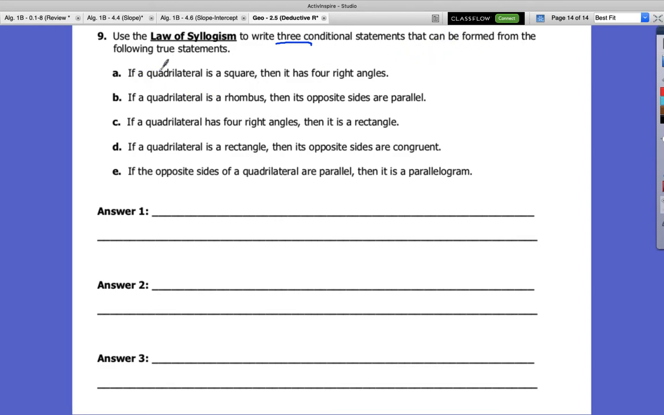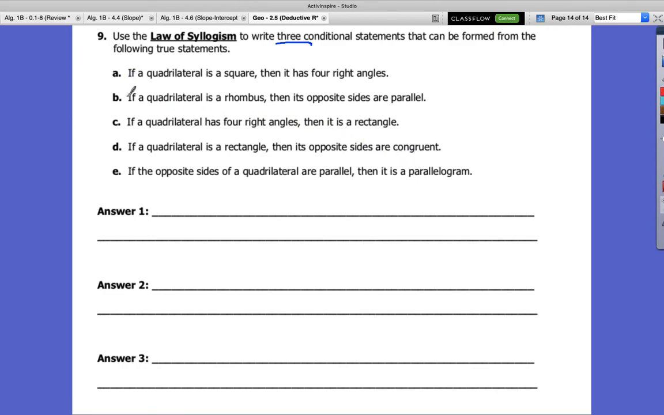If a quadrilateral is a square, then it has 4 right angles. If a quadrilateral is a rhombus, then its opposite sides are parallel. If a quadrilateral has 4 right angles, then it's a rectangle. If a quadrilateral is a rectangle, then its opposite sides are congruent. If the opposite sides of a quadrilateral are parallel, then it is a parallelogram.